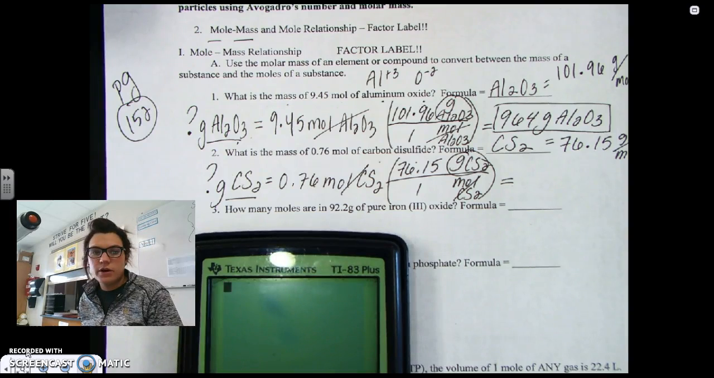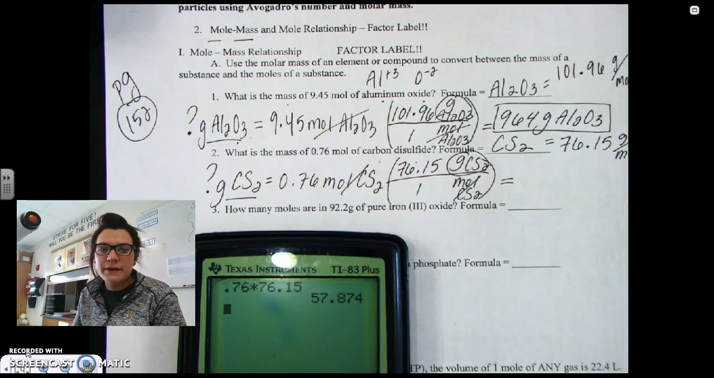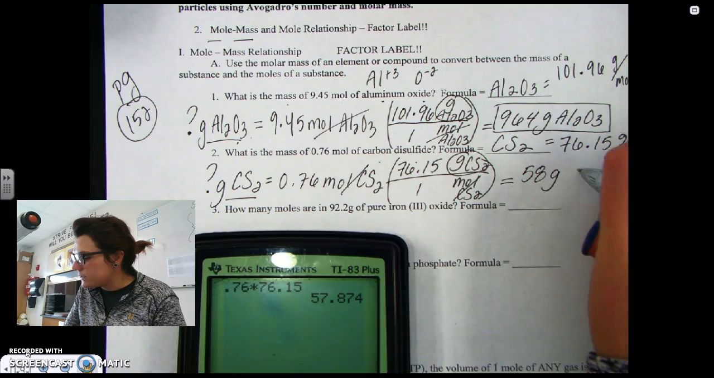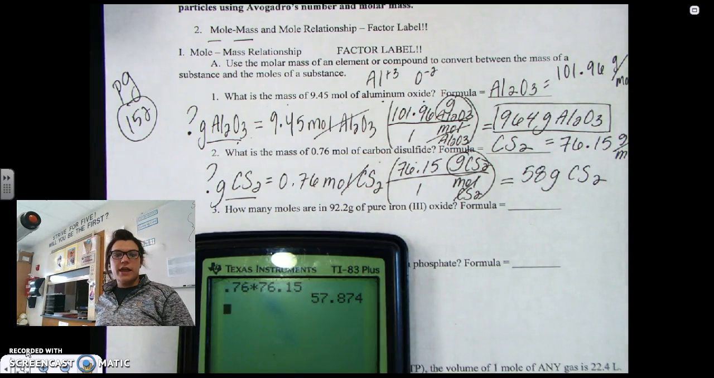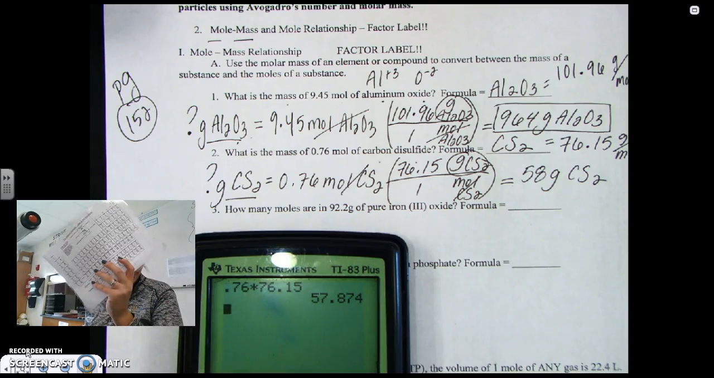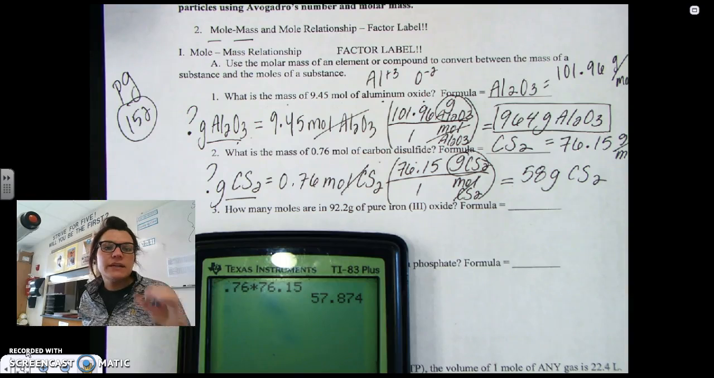Now let's plug this into our calculator. So I'm going to say 0.76 times 76.15 divided by 1. So if I'm watching sig figs, I should have 2 sig figs. So my answer here is going to be 58 grams of carbon disulfide. Okay, and that makes sense, right? Because if only 1 mole is equivalent to how much it weighs on this guy, I would expect my mass to be larger than my moles, okay?